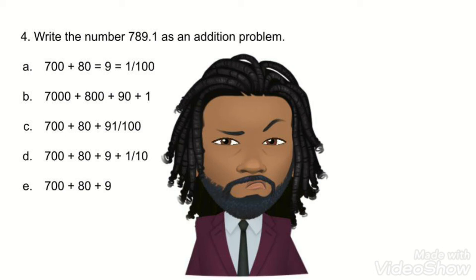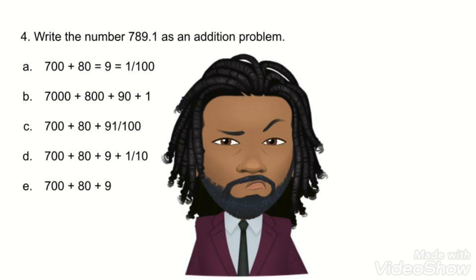B says 7,000 plus 800 plus 90 plus 1. C says 700 plus 80 plus 91/100. D says 700 plus 80 plus 9 plus 1/10. E says 700 plus 80 plus 9. Okay, now we just go back up to the question. It says 789.1. So we're going to write that as an addition problem.